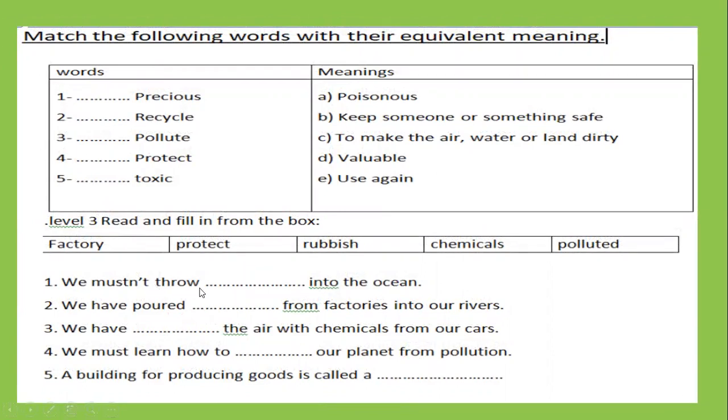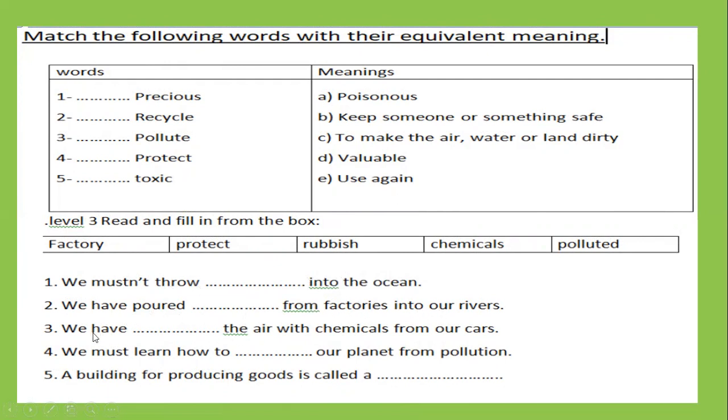Number 1, we mustn't throw what into the oceans? We have some words here: factory, protect, rubbish, chemicals, and polluted. So number 1, we mustn't throw rubbish into the ocean. Throw rubbish. We have poured chemicals. Excellent, poured chemicals. So to throw rubbish and to pour chemicals from factories into our rivers.